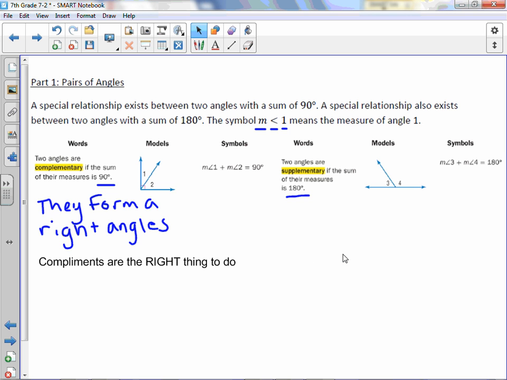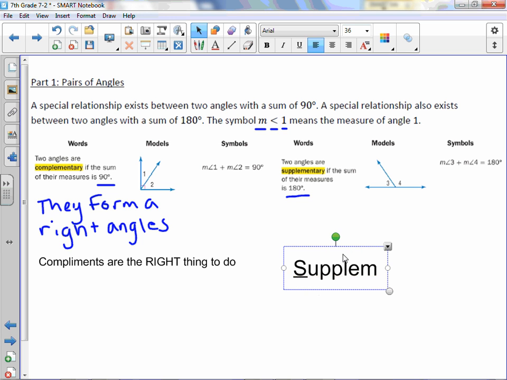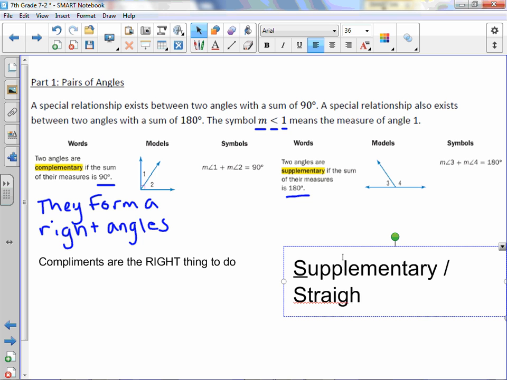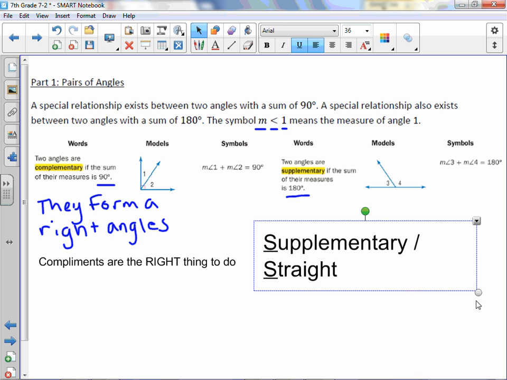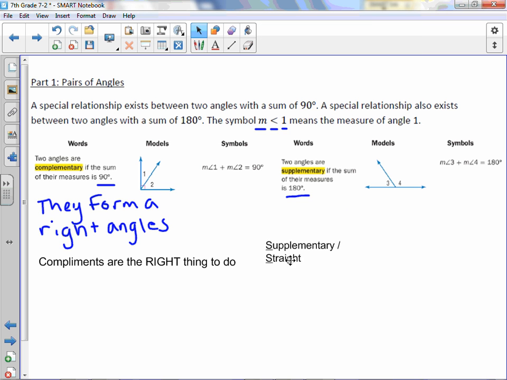Similarly, you can say that supplementary and straight both start with an S, and straight angles are 180 degrees. So that's the way you can remember those two.